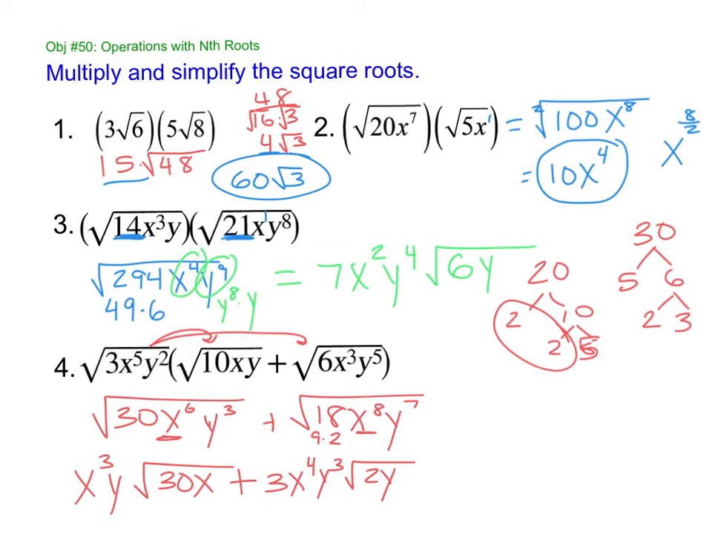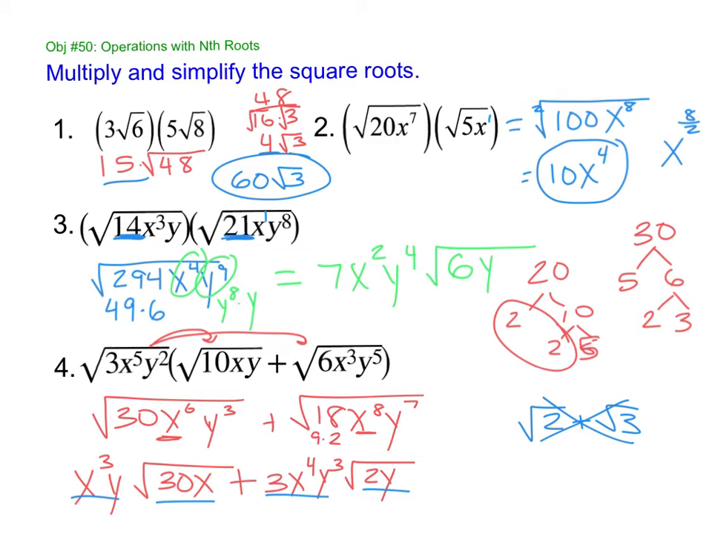Can we add these together? No, these are not like terms. To add radicals, the radicand, the inside, has to be exactly the same. This would have to be exactly the same, and the outside powers would have to be exactly the same, right? Because a square root plus a square root, like square root of 2 plus square root of 3, those cannot combine. Those are not like terms.